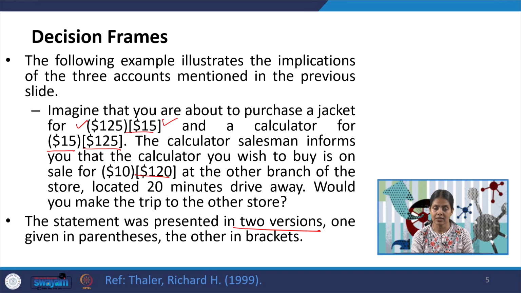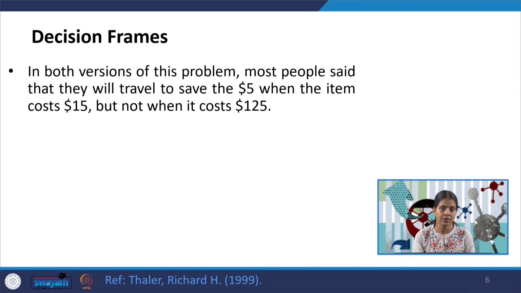So, what it tries to find out is that in the beginning the calculator was available at $15 and you can get a discounted price of $10, which is $5 less, by driving 20 minutes. Similarly, in the second situation the calculator was available for a price of $125 and again you can save $5 by driving 20 minutes to get the calculator at a lower price of $120. Now, in both versions of this problem, most people said that they will travel to save the $5 when the item costs $15, but not when it costs $125.